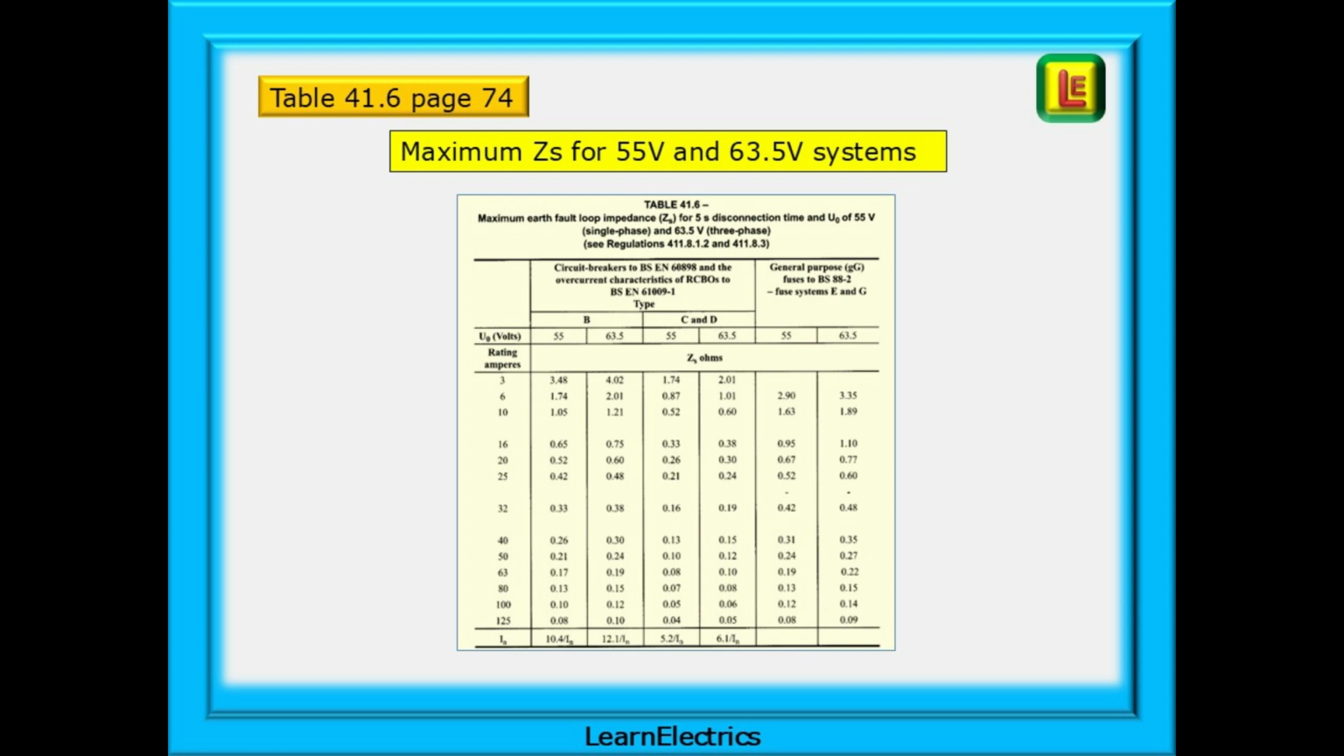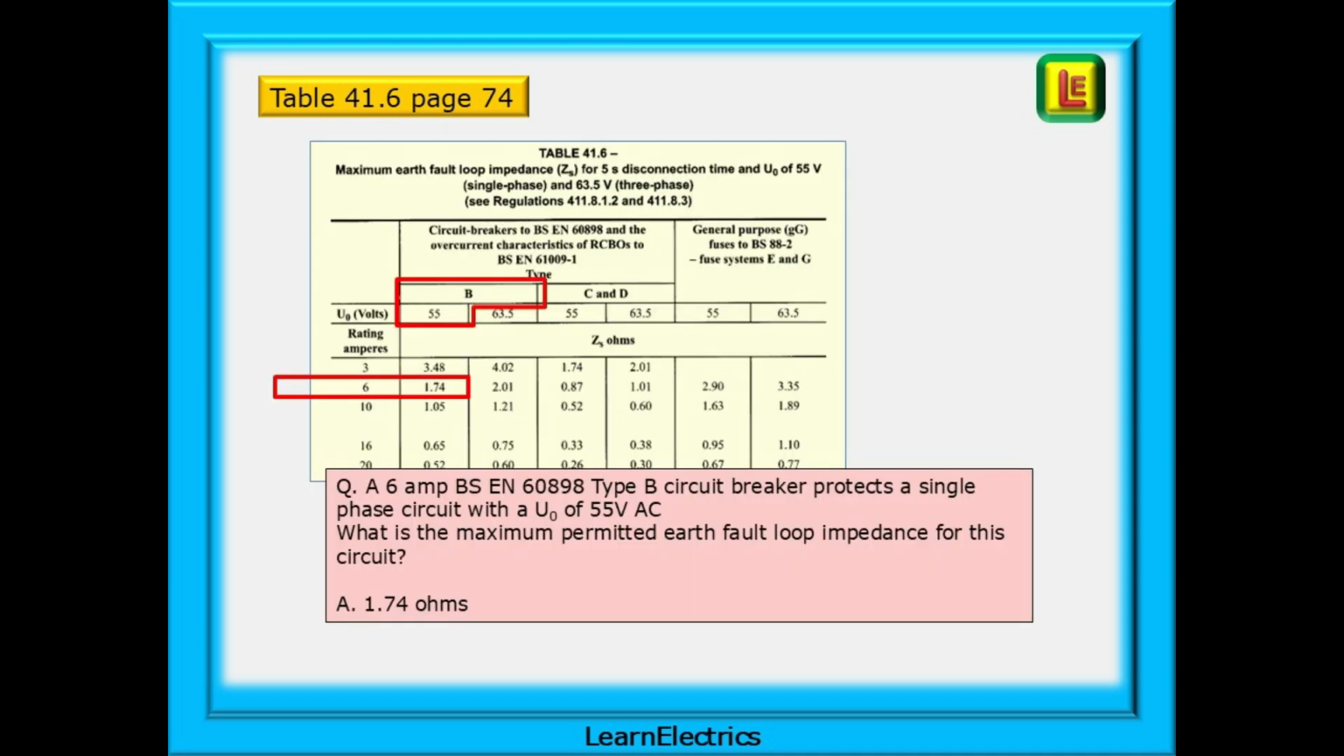Table 41.6 on page 74 is to do with 55 volt single phase and 63.5 volt 3-phase circuits. It covers circuit breakers and fuses and is a simple cross-reference table just like the others. Question. A 6 amp BS EN 60898 Type B circuit breaker protects a single phase circuit with a U0 of 55 volts AC. What is the maximum permitted earth fault loop impedance for this circuit? Follow the red boxes and we have an answer of 1.74 ohms.